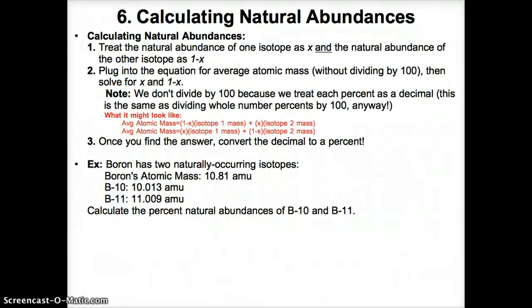Last, let's calculate natural abundances of isotopes. If you're given atomic masses of isotopes and the average atomic mass, how do you find percent natural abundances of each isotope? Well, for most problems, you'll get two isotopes, and for that, you use this very simple three-step process.